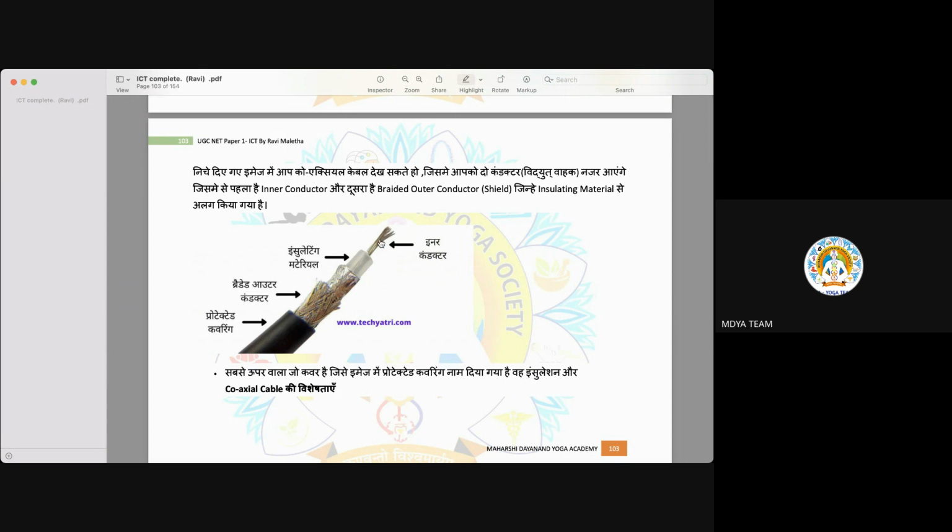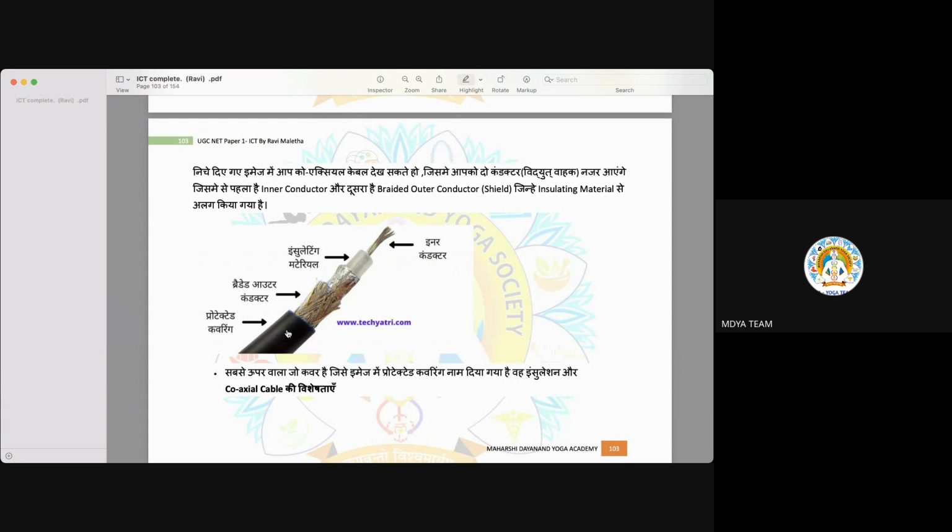This is the inner conductors. There are various wires here, and then insulating material here, and then it is a braided outer conductor layer. So two types. Coaxial means twice the cable, the conducting wires are used here, and the outermost is the protected covering. This is again an insulator. So in between two layers there is an insulating material.